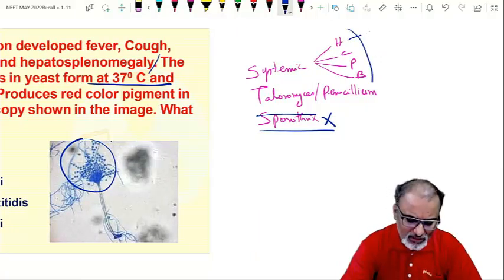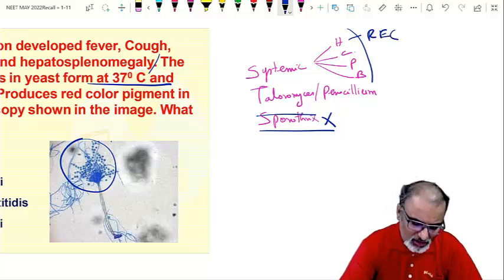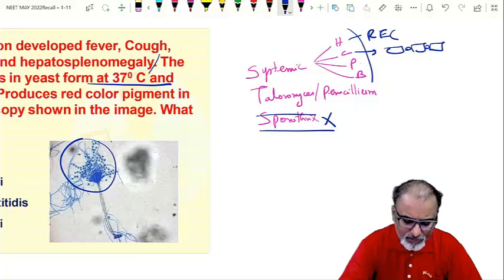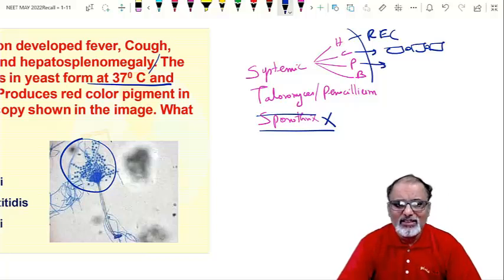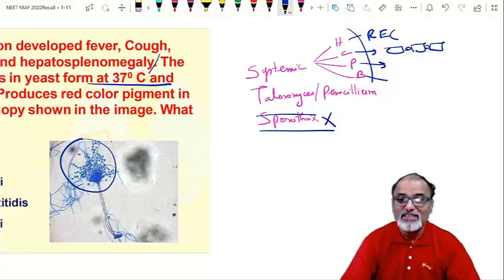Histoplasma is inside the reticuloendothelial cells, with finger-like projections. Coccidioides forms arthroconidia, chain-like structure. Whereas paracoccidioides, there is no specific culture form, but it produces yeast form like a pilot wheel appearance. Blastomyces, yeast form is figure of 8, not mold form.